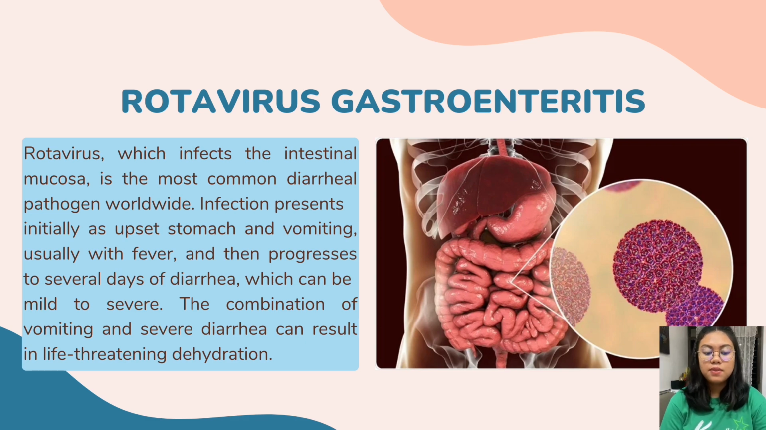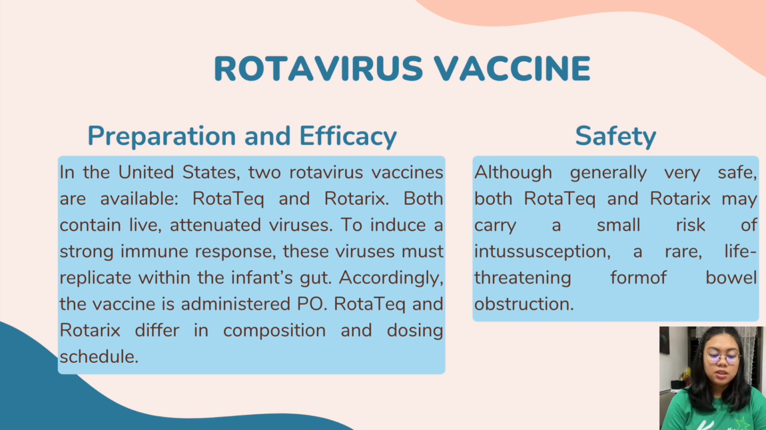For the rotavirus vaccine, preparation and efficacy: 2 rotavirus vaccines are available, RotaTeq and Rotarix. Both contain live attenuated viruses. To induce a strong immune response, this virus must replicate within the infant's gut. Accordingly, the vaccine is administered by mouth. RotaTeq and Rotarix differ in composition and dosing schedule.